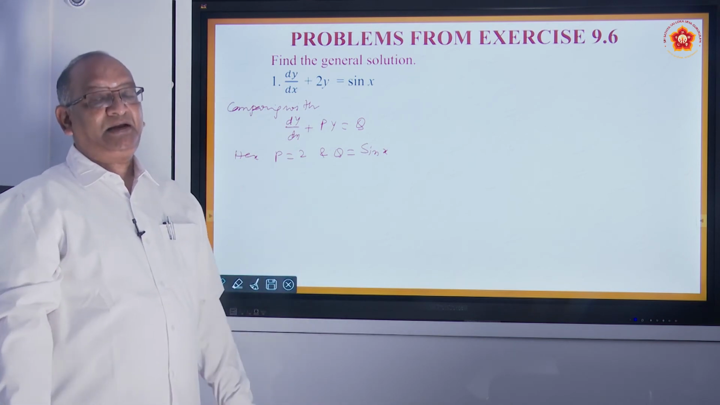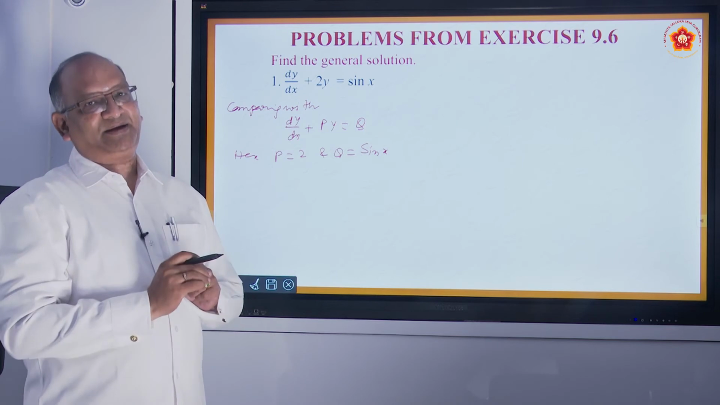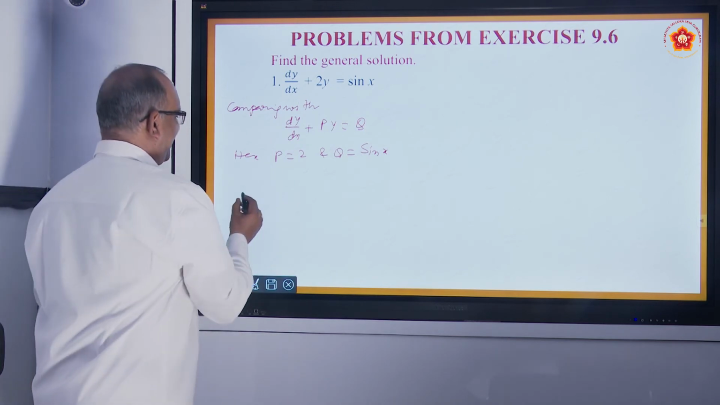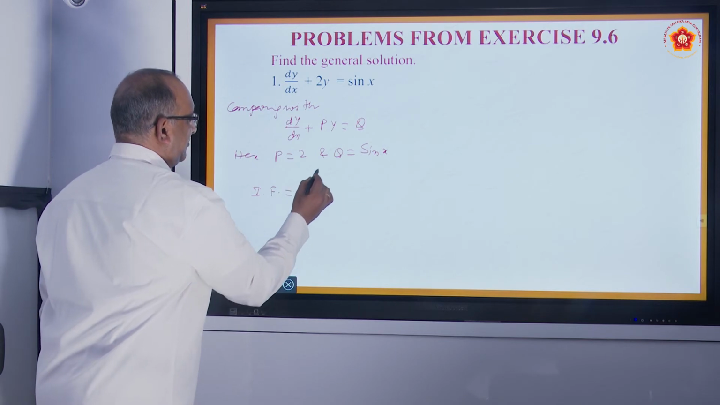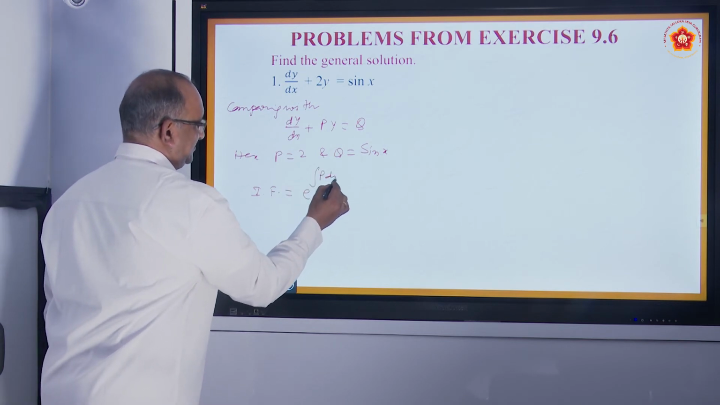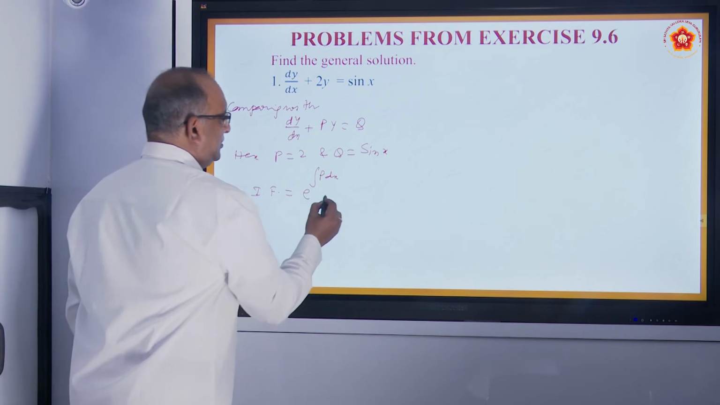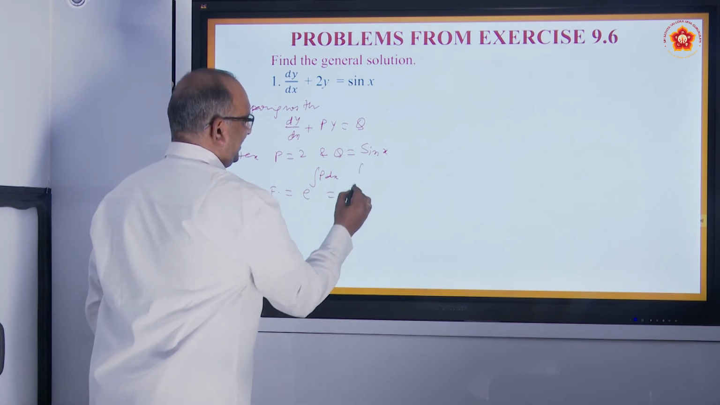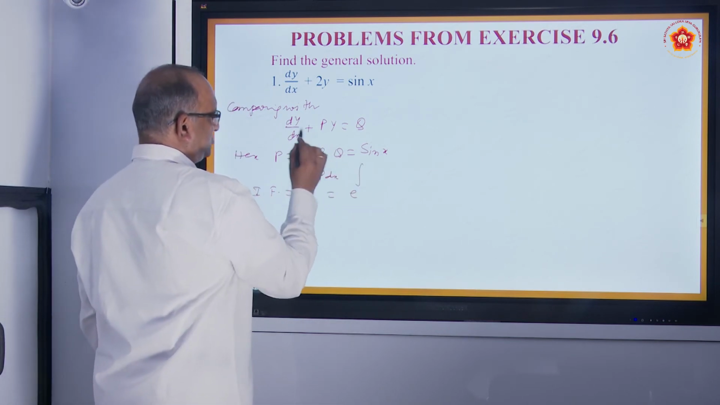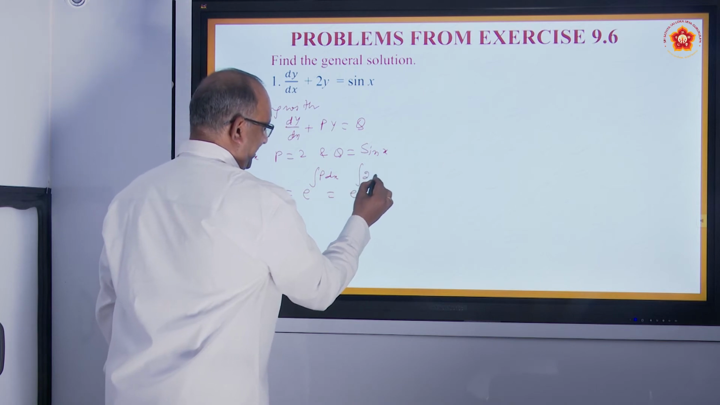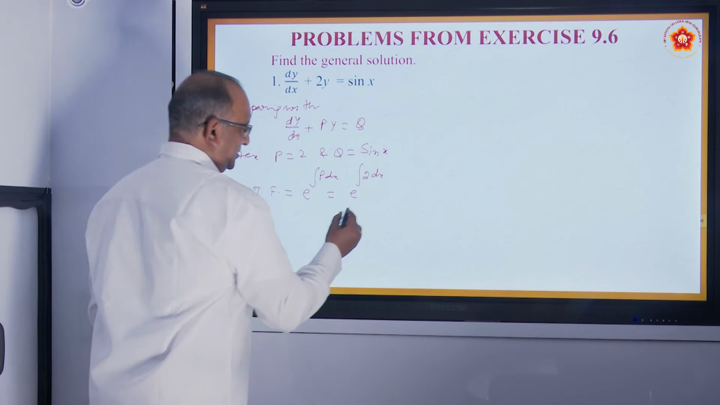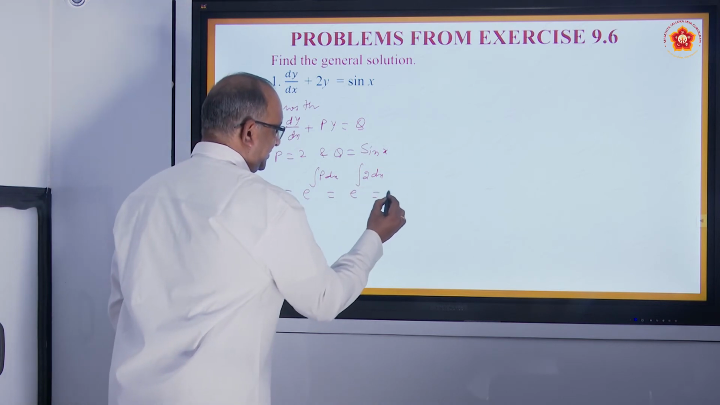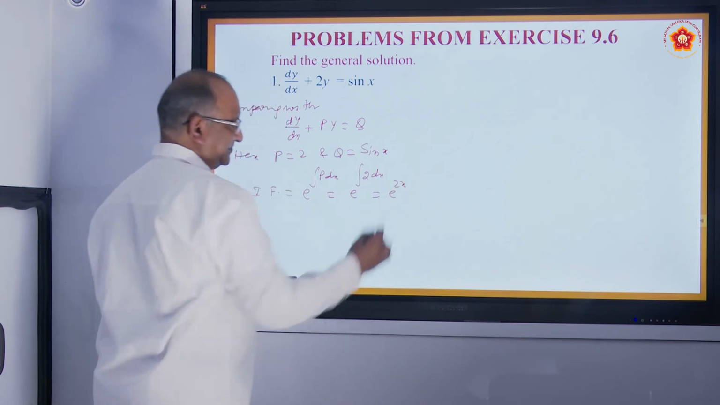What is the procedure? Find the integration factor. How do you find the integration factor? It is e to the power integral of P dx. Substitute: e to the power integral of P, and P is 2, so 2 dx. What is the integral of 2 dx? It is 2x. So it is nothing but e to the power 2x.